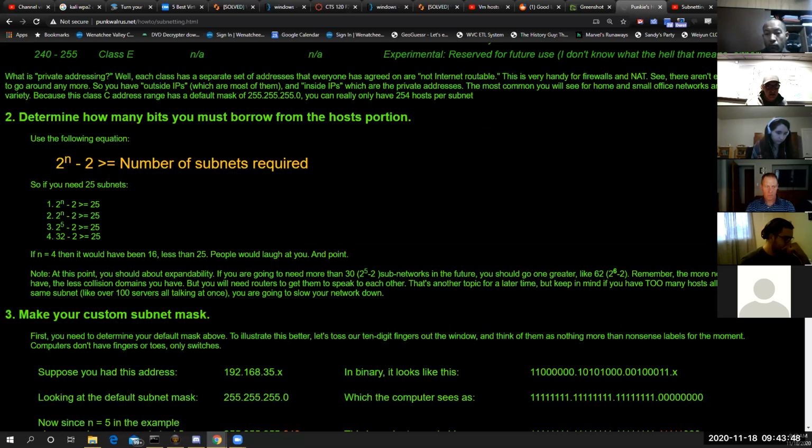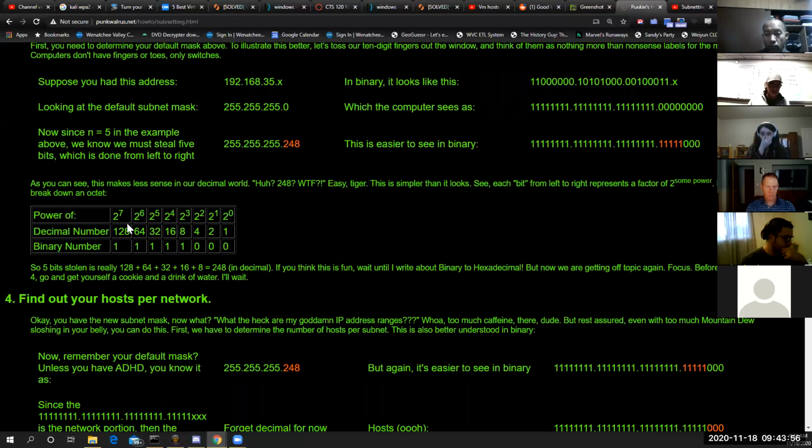So at this point, he says 2 to the nth. If we have a little cheat sheet, he's got it here on his board. I usually draw this up on the board, but this is a good little cheat sheet. So 2 to the nth power, in this case, the n represents how many bits we want to borrow. 2 to the 4th is 16.